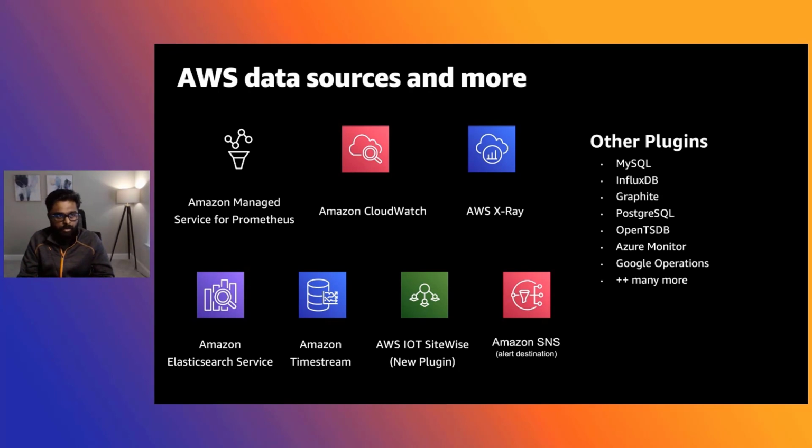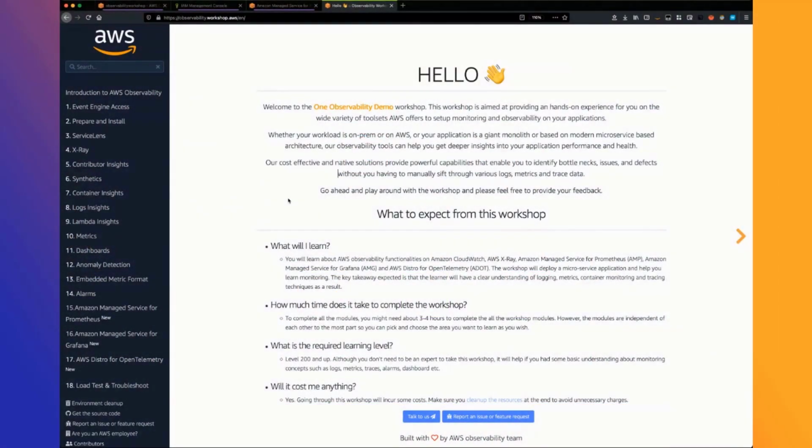Okay, what I'm going to do is stop sharing and show the console so we can start working on setting up the AMP workspace. So let's go into the console and actually set up an AMP workspace, and set up ingestion from an EKS cluster and visualize those metrics in Grafana.